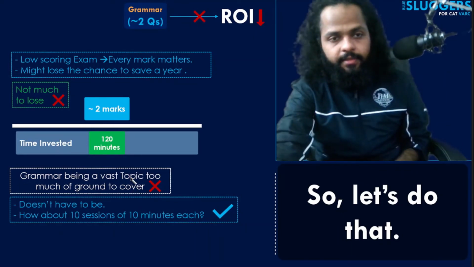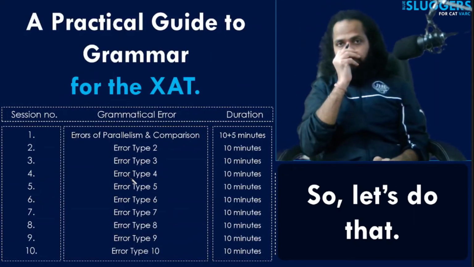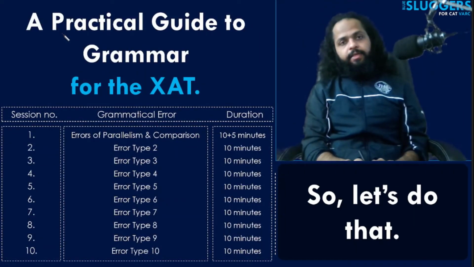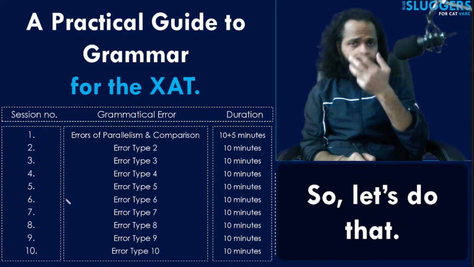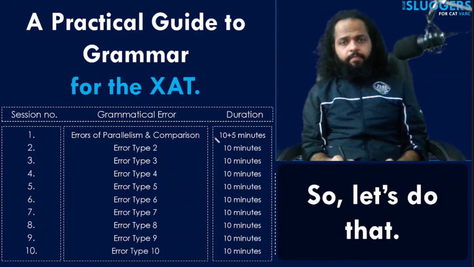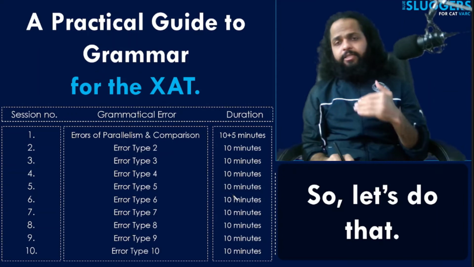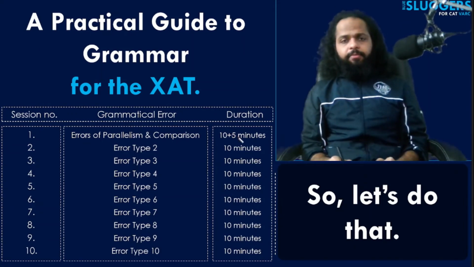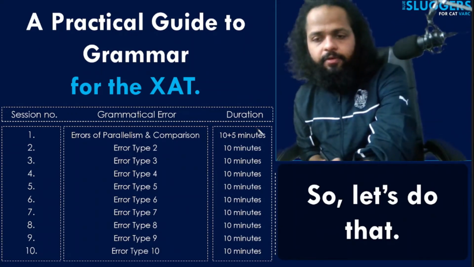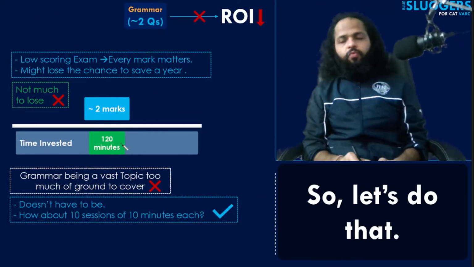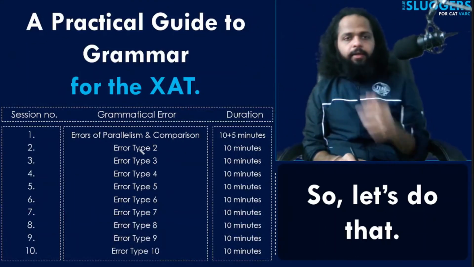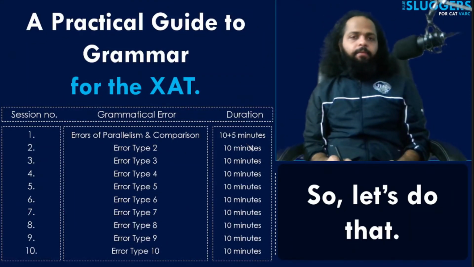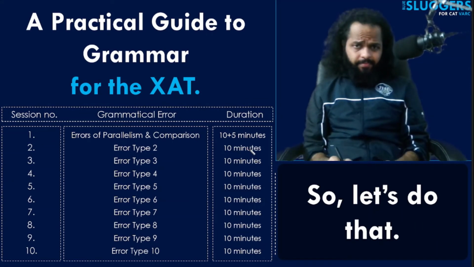Okay, so what we've done here, guys, for you is that I'm gonna create a series which will be titled a practical guide for grammar for the XAT, and there'll be 12 sessions involved here. I'll try to keep most of them to a duration of less than 10 minutes. In few cases, we might have to dedicate a few minutes, and that's why we have this buffer. 10 sessions of 10 minutes amounts to 100 minutes, right? So we have a buffer of 20 minutes, which I might have to use for certain error types, which may require a more detailed explanation.